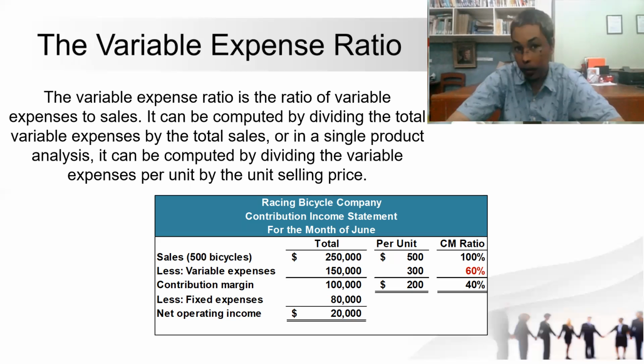For the contribution margin ratio, our denominator is not the contribution margin, but the sales, either total sales or the per unit sales. That is our divisor.